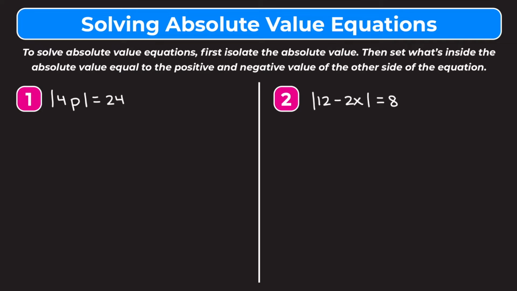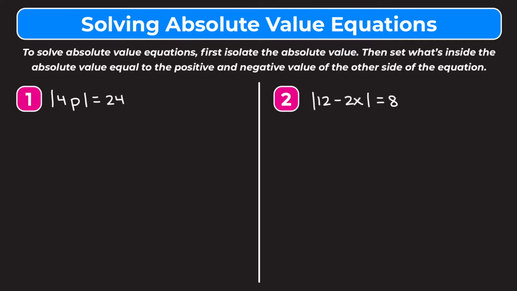So before we take a look at example 1, we just want to remember that absolute values turn every number positive except for 0. So the absolute value of negative 8 is 8, the absolute value of positive 8 is also 8. The absolute value of 0 is just 0, but for every other number, the absolute value turns it positive. So let's look at example 1, which says the absolute value of 4p is equal to 24.